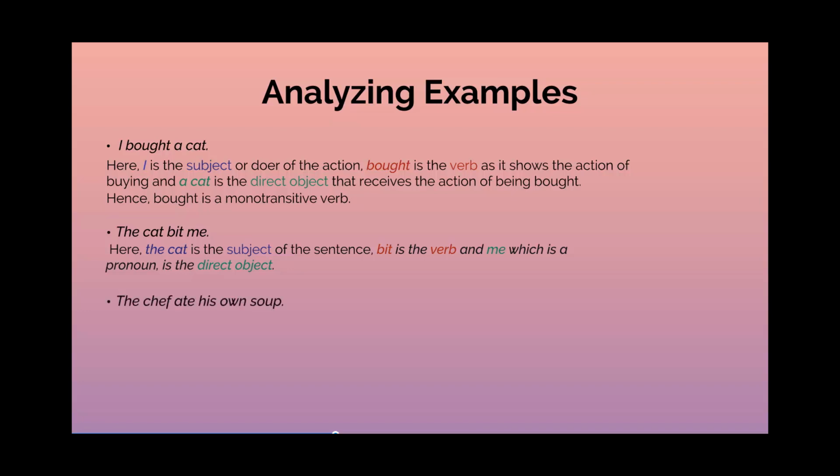Last example, the chef ate his own soup. Here, the chef is the subject or the doer of the action. Ate is the verb as it shows the action of eating, and his own soup, which is a clause, is the direct object. Therefore, ate here is a monotransitive verb.